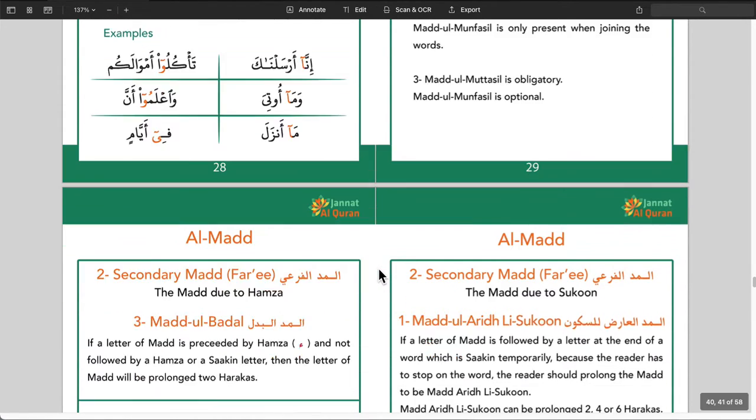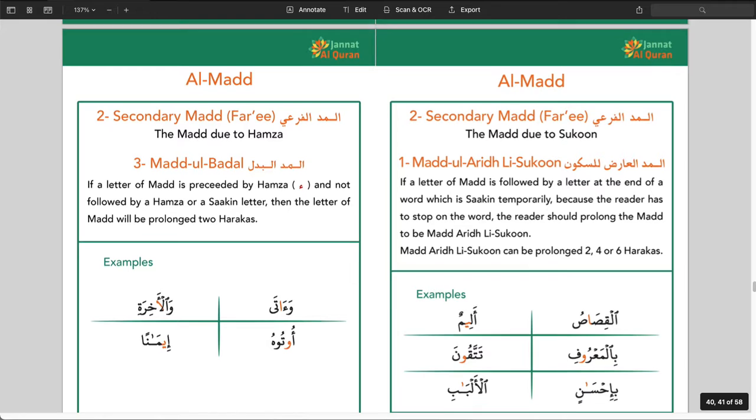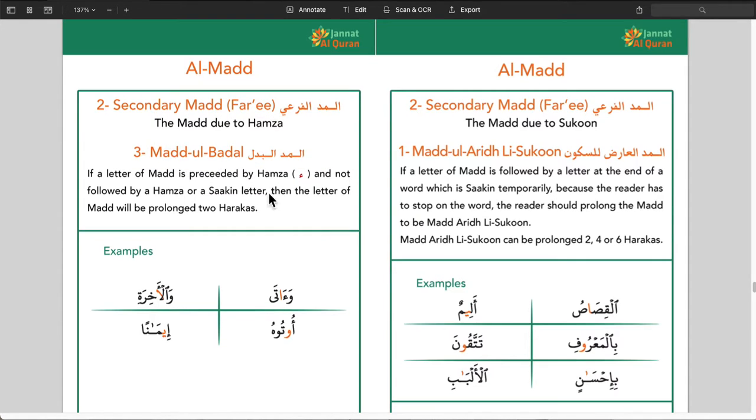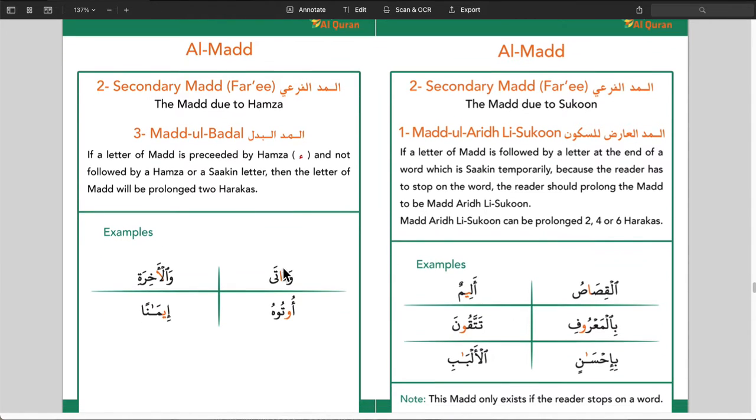Okay, so next, another point on the mad far'i, we have also what we call mad badal. Mad badal. What is mad badal? It is just in this case we have to see a hamza before the mad. Whenever the letter hamza is pulled, so we call that mad badal. It is due to hamza.